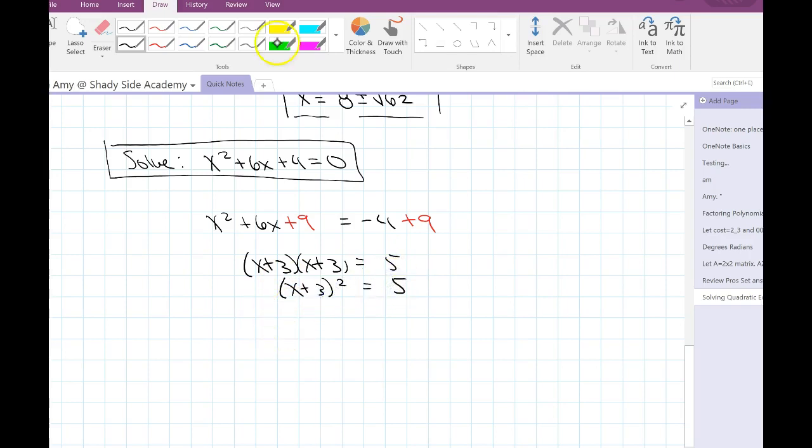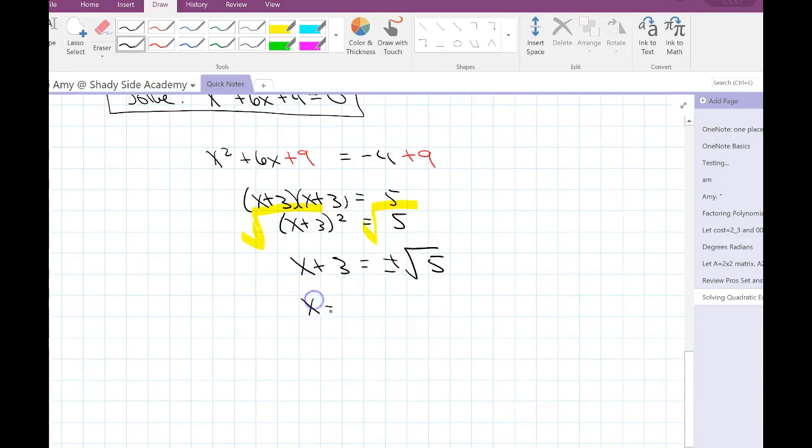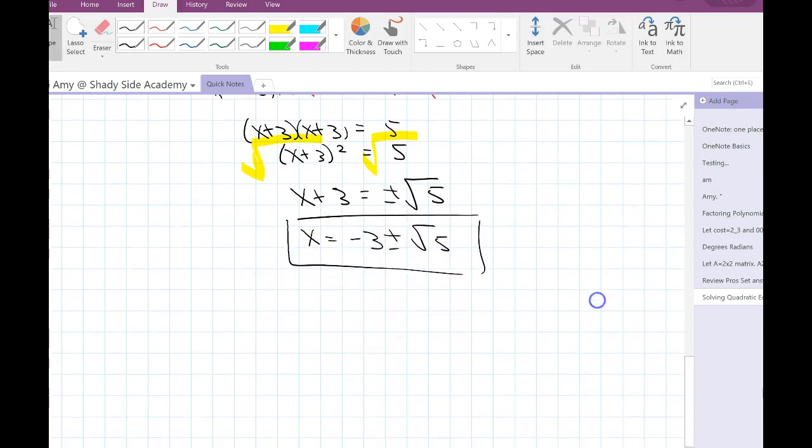Take the square root of both sides. Okay, x plus 3 equals plus or minus square root of 5. This number is between 2 and 3, right? x equals negative 3 plus or minus square root of 5. Ding, ding, ding. Okay. All right, so that's a screencast.